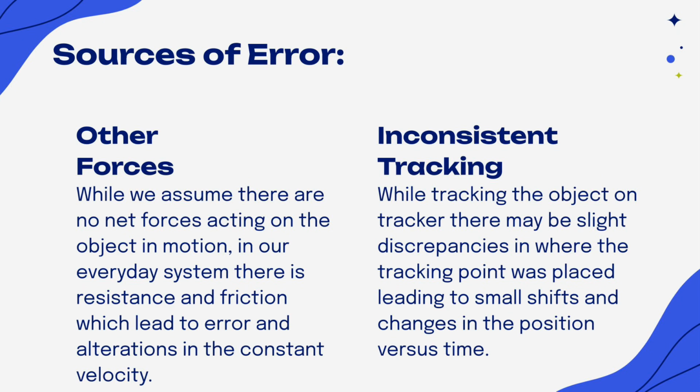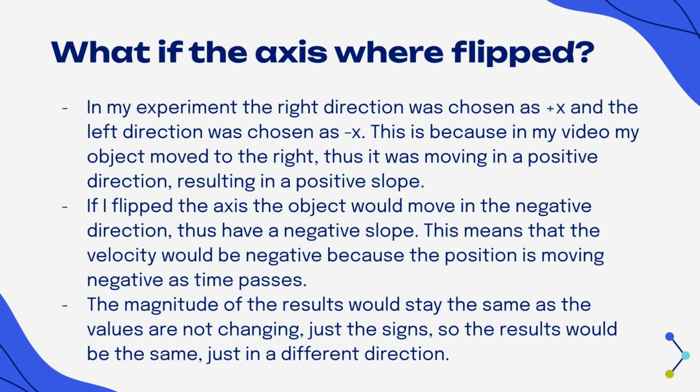If the axes were flipped, the slope of my graph would have changed, because in my experiment, the right direction was positive x and the left direction was negative x because my object moved from right to left. But if we flipped the axis, it would move in the positive direction. So the magnitude of the results would stay the same, as the values are not changing, but the sign would be flipped, so it would be the same, just in a different direction.